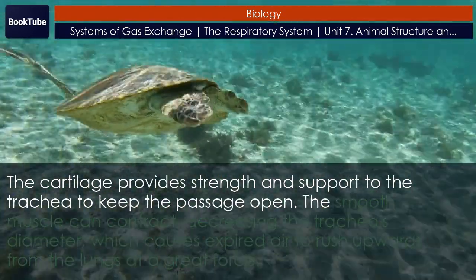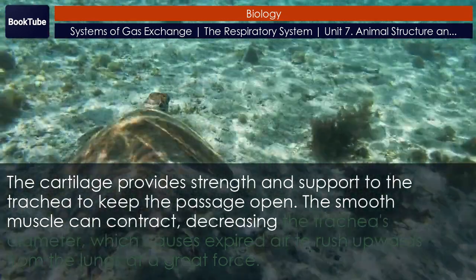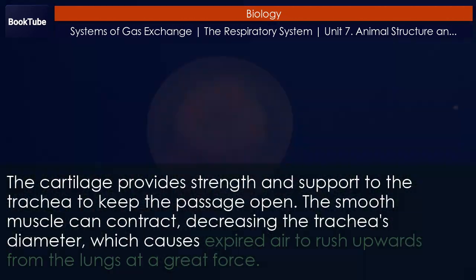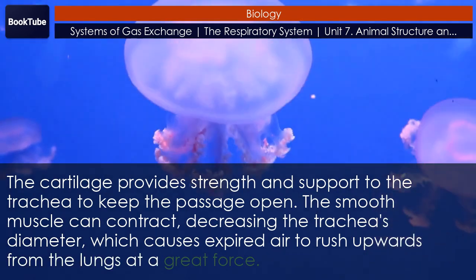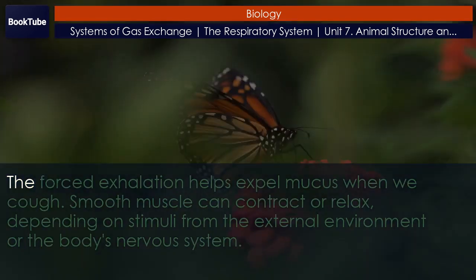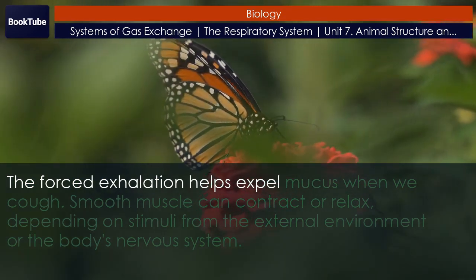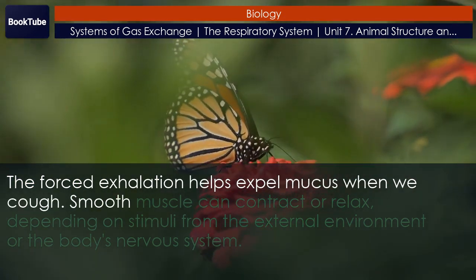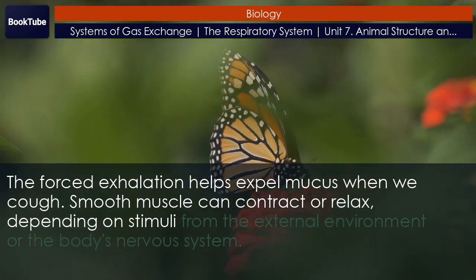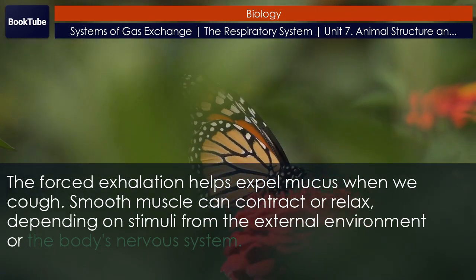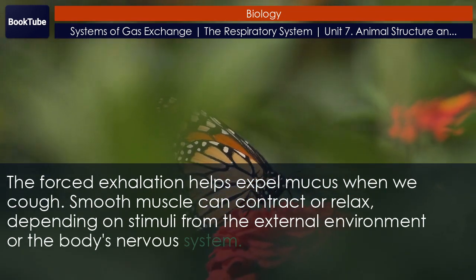The smooth muscle can contract, decreasing the trachea's diameter, which causes expired air to rush upwards from the lungs at a great force. The forced exhalation helps expel mucus when we cough. Smooth muscle can contract or relax, depending on stimuli from the external environment or the body's nervous system.